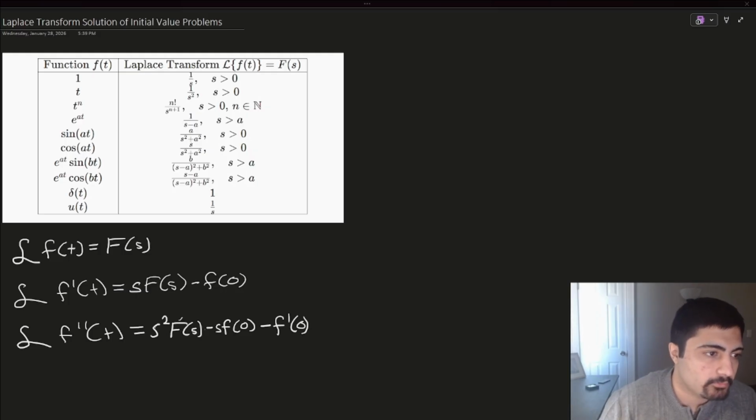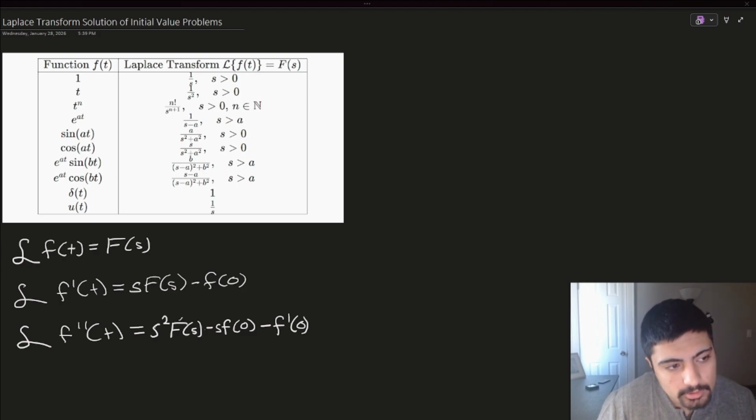Laplaces for differential equations. Anytime we have a function, the Laplace of that function is going to be capital F of s. The derivative will be s F of s minus f of 0. This f will be a lowercase f. For the second derivative, f double prime, we will have s squared capital F of s minus s f of 0 minus f prime of 0.